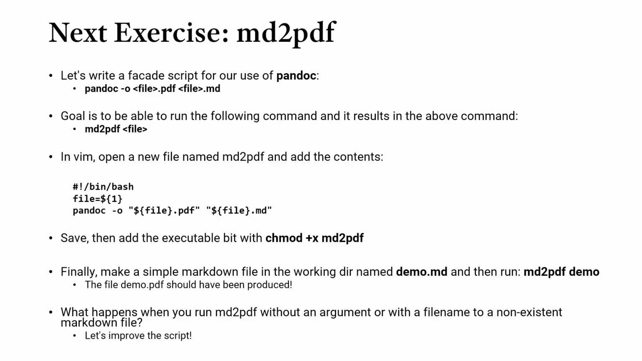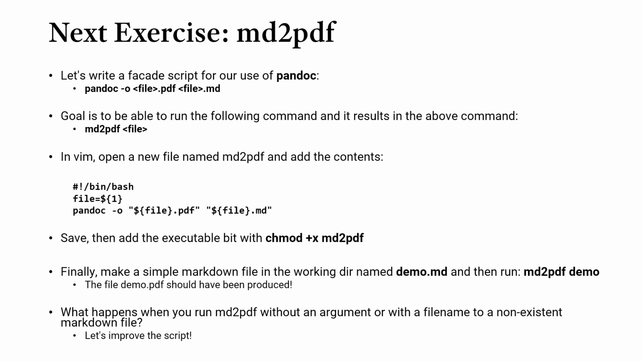In this next exercise, we're going to write a facade script that makes it easy to convert a markdown file to a PDF file and gives us something that feels like a program that's built into our shell, or on our system. And we're going to effectively write a facade over the pandoc program. And remember, pandoc makes it easy to convert files between two different formats. So we're going to have an input file of a markdown file and an output file of a PDF file.